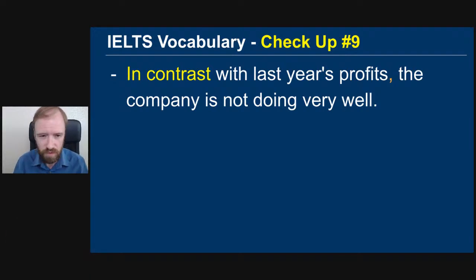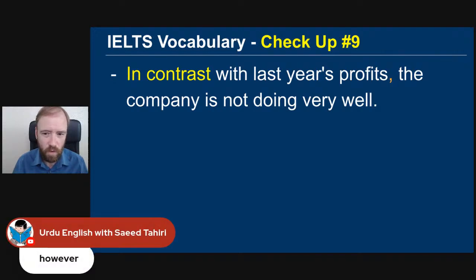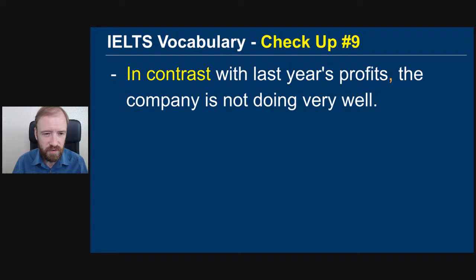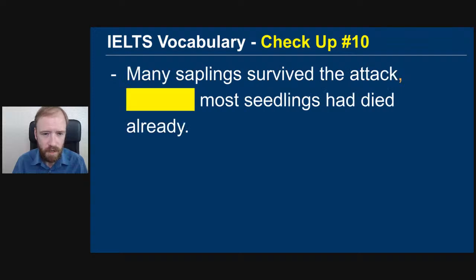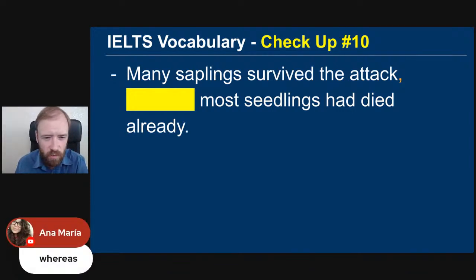And let's move on. If used, however, it didn't work well because of the comma. If you said, however, comma, it wouldn't work well. All right, number 10, the last one here. Many saplings survived the attack, comma, most seedlings had died already. What is your answer? Let's see, whereas: many saplings survived the attack, whereas most seedlings had died already. Yeah, whereas looks good. Looks like a good answer.